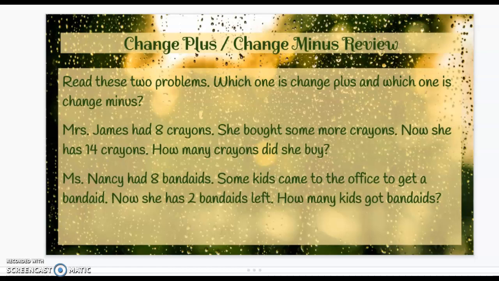The second problem says, Miss Nancy had 8 Band-Aids. Some kids came into the office to get a Band-Aid. Now she has 2 Band-Aids left. How many kids got Band-Aids? So I know that Miss Nancy started with 8 Band-Aids and now she has 2. I want to find out how many kids got Band-Aids. I know that she gave some away, so that tells me that the problem is change minus.